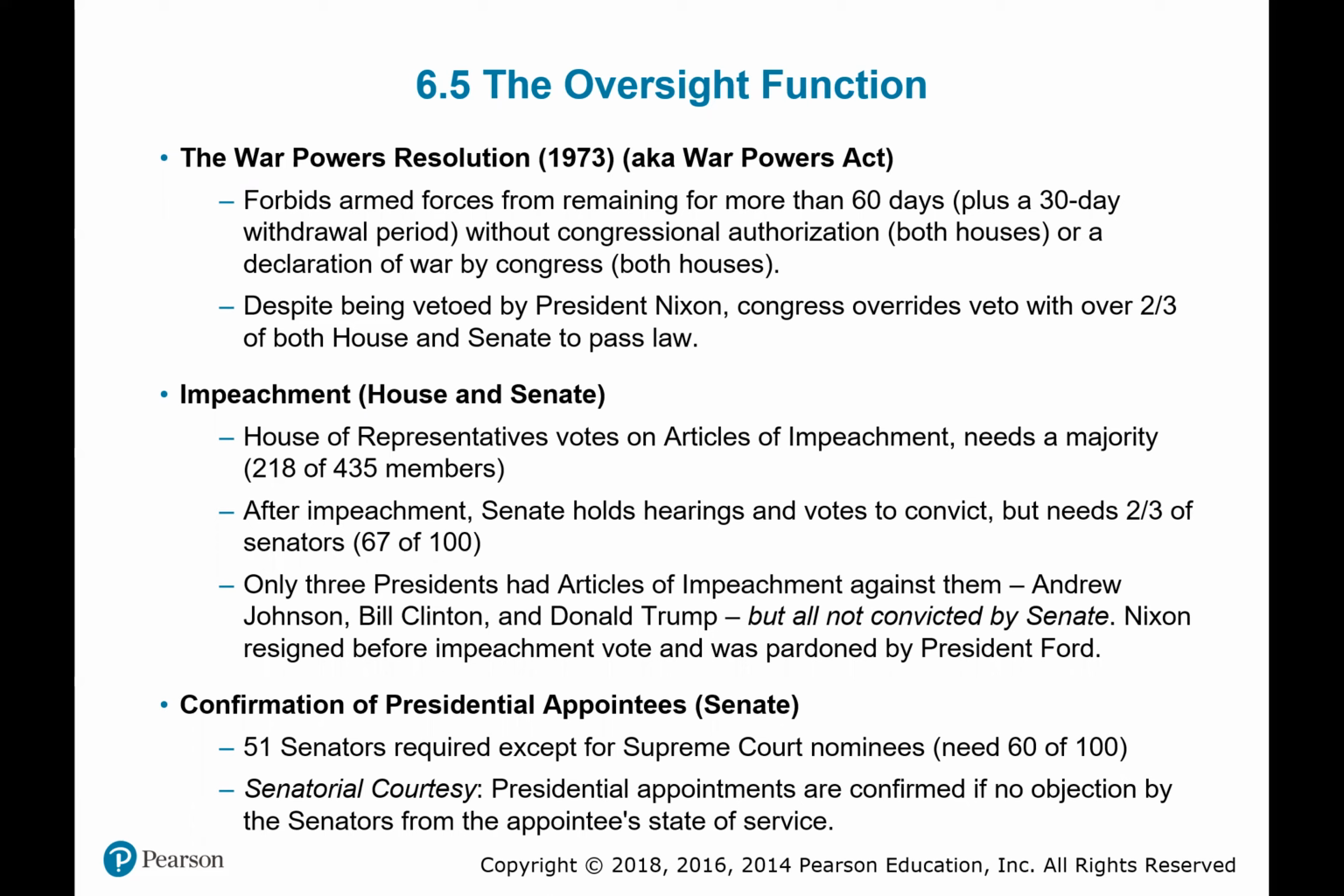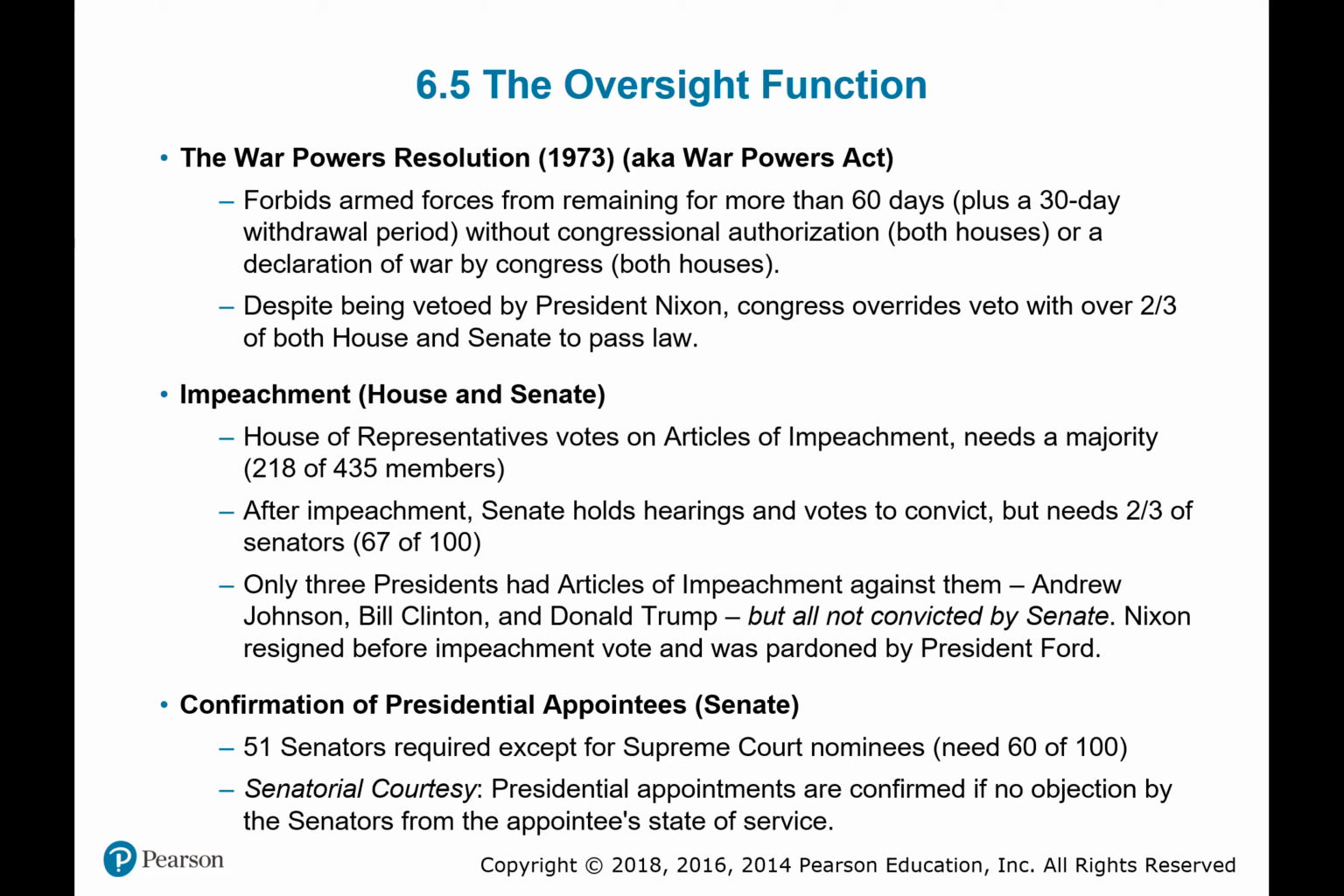Impeachment, as we've seen, the House of Representatives votes on articles of impeachment. They need just a simple majority, and we saw that happen twice with former President Trump. After the impeachment, the Senate holds hearings and votes to convict or not, and needs two-thirds of senators, so 67, a supermajority, to convict, and that just never happens. It's too political, too partisan.